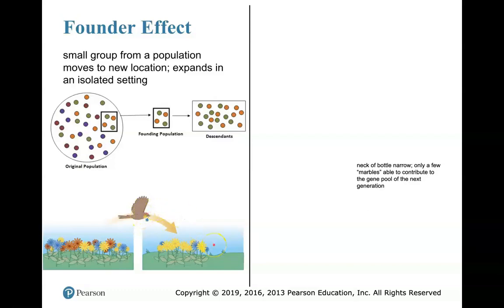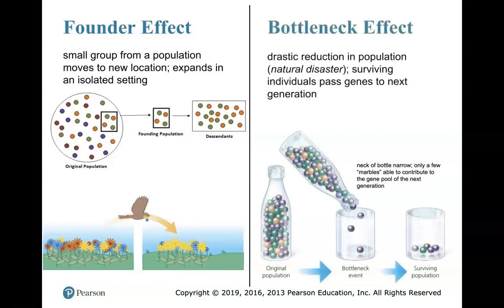Move them to another location from its original spot. Well, now that new location is only going to have those blue and yellow alleles in their population. That's called the founder effect. It is a type of genetic drift. The bottleneck effect is another type of genetic drift where we have basically a drastic reduction in the original population because of a natural disaster event.